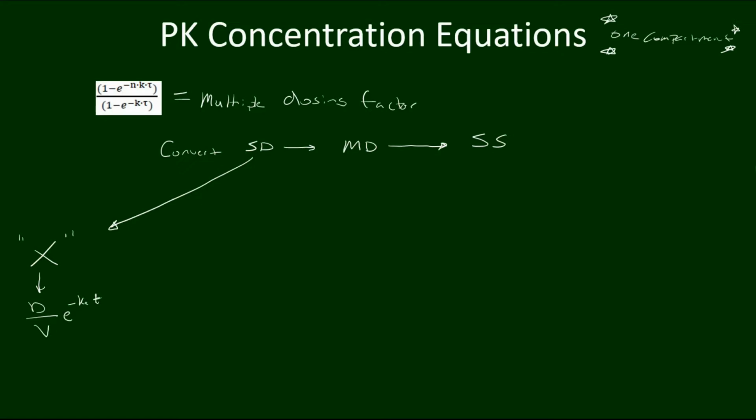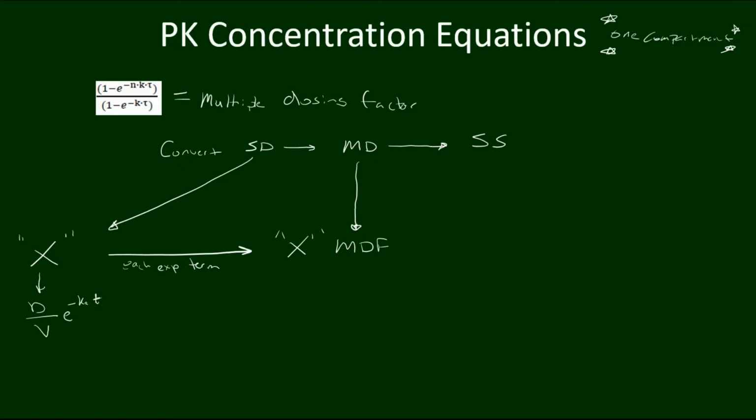Let's start with single dose. A single dose can take many different forms. It will just depend on which exact dosing scenario we're talking about. In general, it will take this form of D over V times e to the minus ke times t, and this is little t, so that's time. Now let's take a look at how we convert that into a multiple dose. What we do is multiply that multiple dosing factor to each exponential term found in the single dose equation.